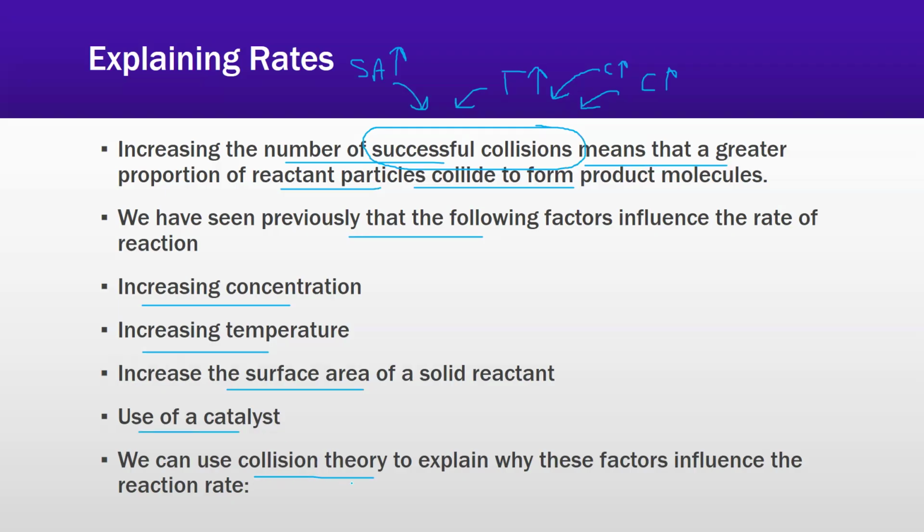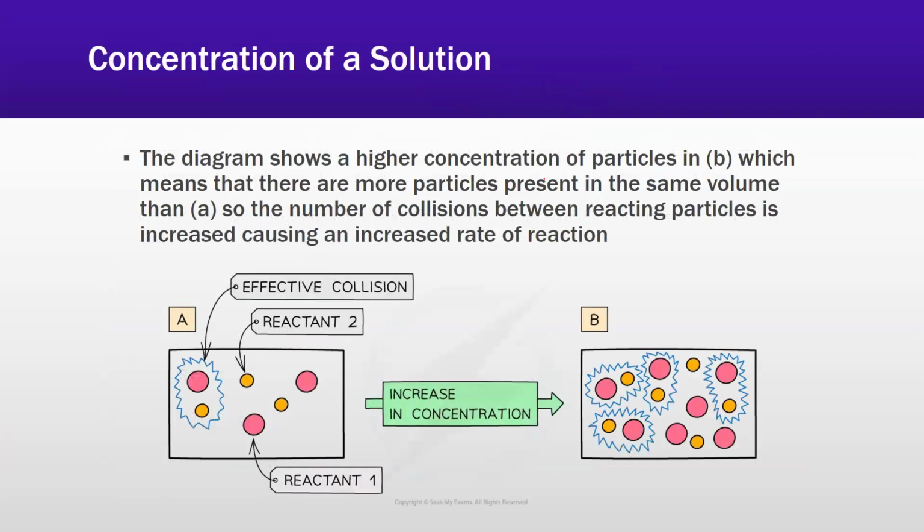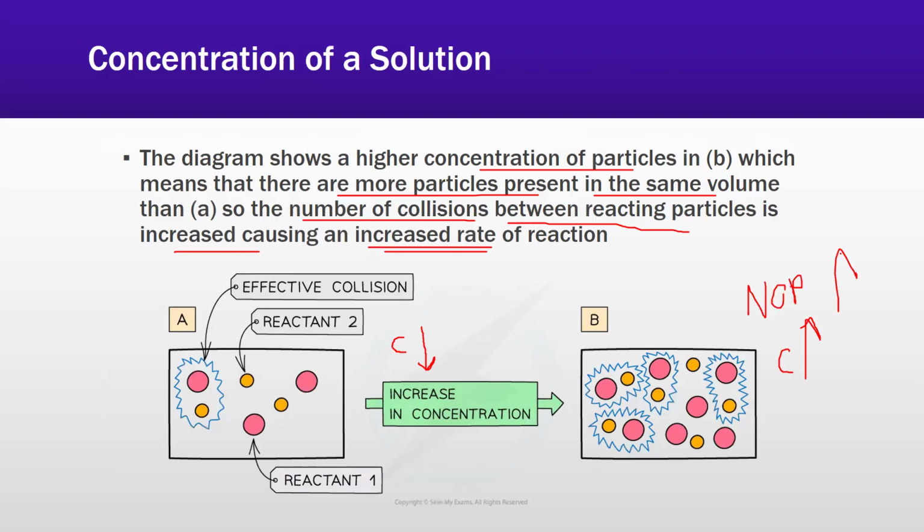So we can use the collision theory to explain why these factors influence the rate of reaction. The diagram shows a higher concentration of particles in B, which means that there are more particles present in the same volume than A. So the number of collisions between reactant particles is increased, causing an increased rate of reaction. So what is going to happen? Over here, the particles are in lesser concentration, but the moment I have increased the concentration, the number of particles, NOP, the number of particles have also increased, which is going to also increase the collision.